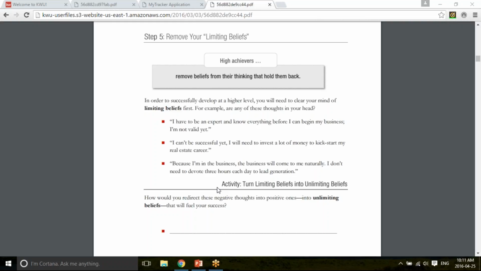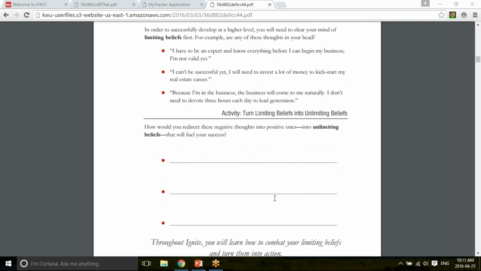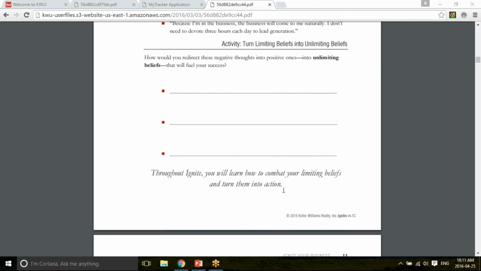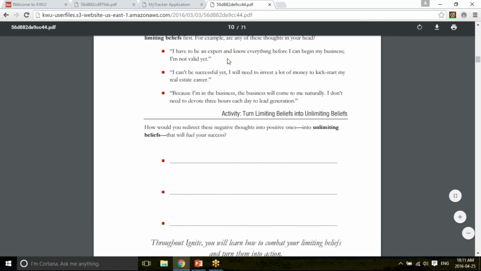I will need to invest a lot of money to kickstart my real estate career. Because I'm in the business, business will come to me naturally. I don't need to devote 3 hours a day to lead generation. So how would you answer these questions? Let's start with the first one. I have to be an expert and know everything before I can begin my business. I'm not valid yet.